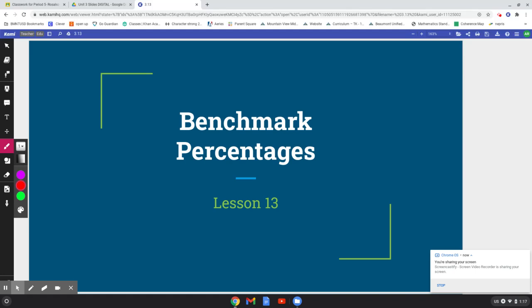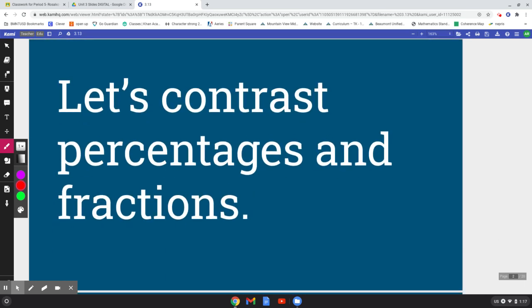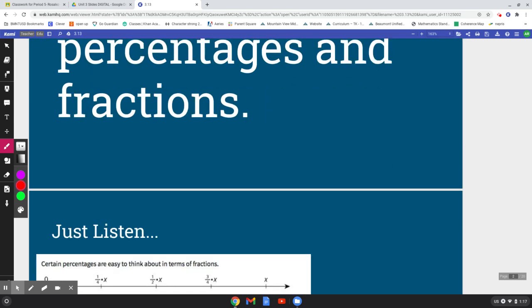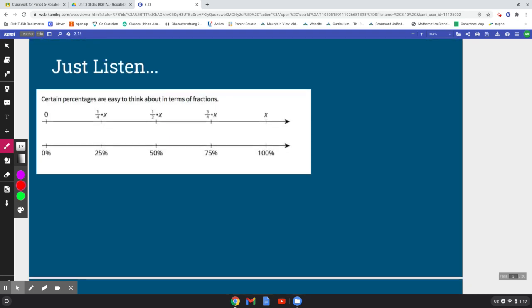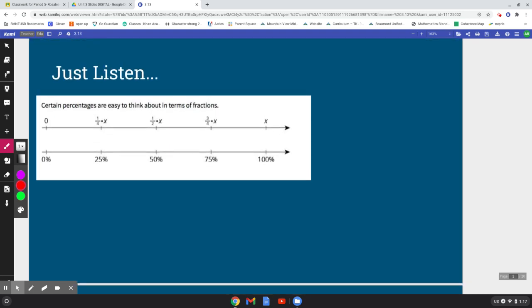All right, so today we're doing benchmark percentages and it's going to be lesson 13. So we're going to be dealing with percentages that are numbers that you're mostly familiar with. So we will contrast percentages and fractions. So for now, you are just listening and I'm going to go into a couple very important things.